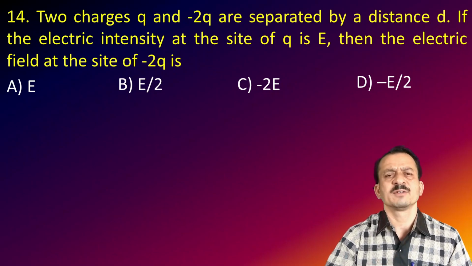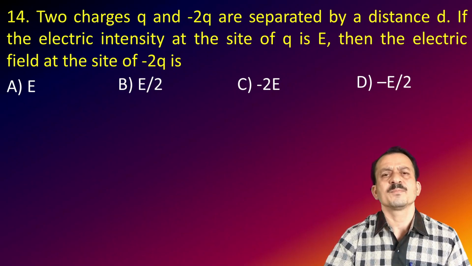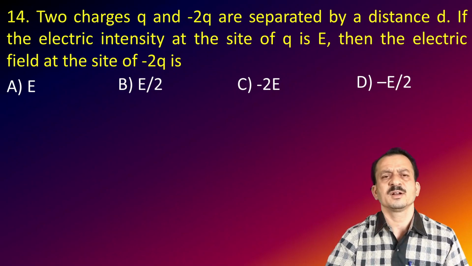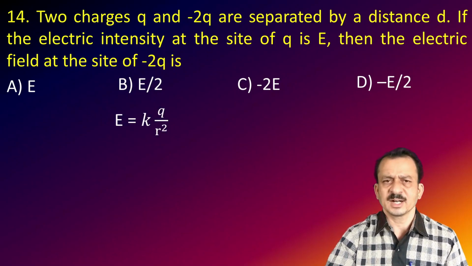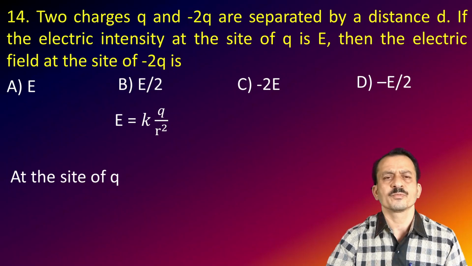So here two charges are given, one is plus Q and another one is minus 2Q. They are separated by a distance D. We need the intensity at the site of the plus Q charge. Here, at the point at which the plus Q charge is present, the field is due to the minus 2Q charge. We know the simple expression: electric field E is equal to K into Q by R square. Now at the site of the positive charge, that is Q, the field is due to the negative charge. Therefore, E1 is equal to K into 2Q by D square.